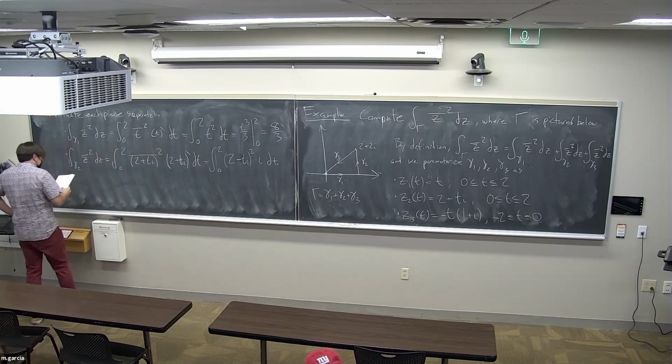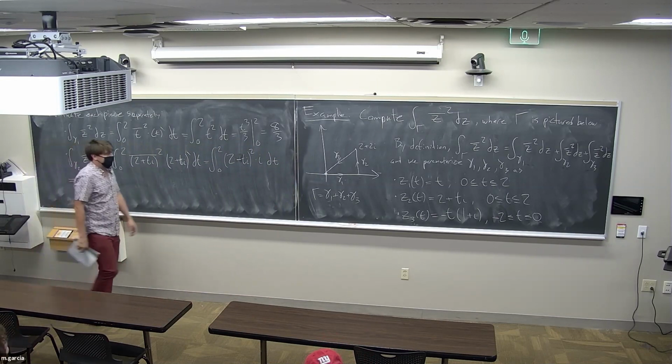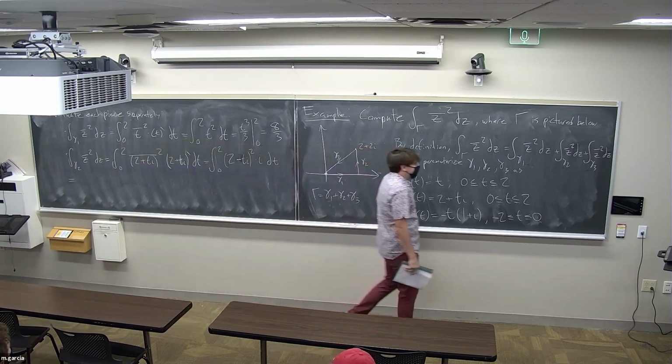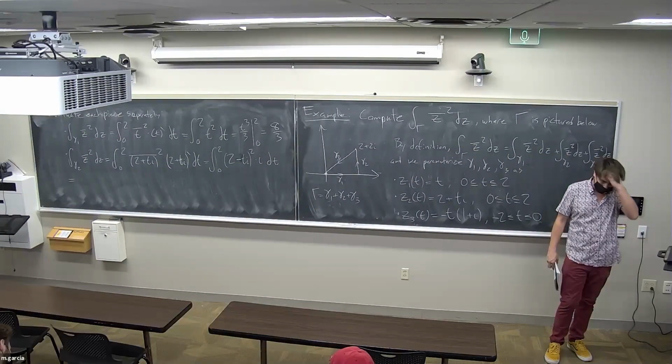Okay, so what is the integral of (2 minus ti) squared times i? Tell me how to compute that.